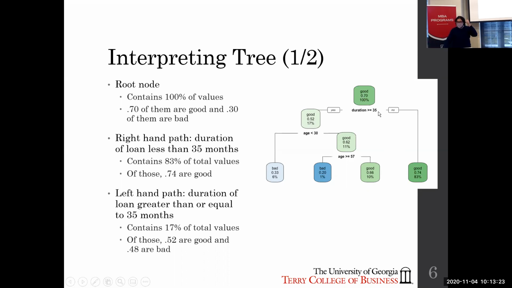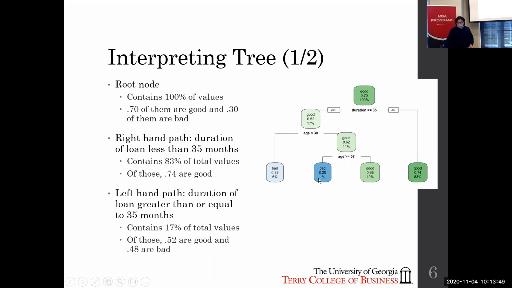So the top node contains 100% of the values, 70% good, 30% bad. And then we go down this duration question. If the duration is greater than or equal to 35, then we have 17% of the values there, and 52% of them are good. If not, then we have 83% of the values and 74% of them are good, right?